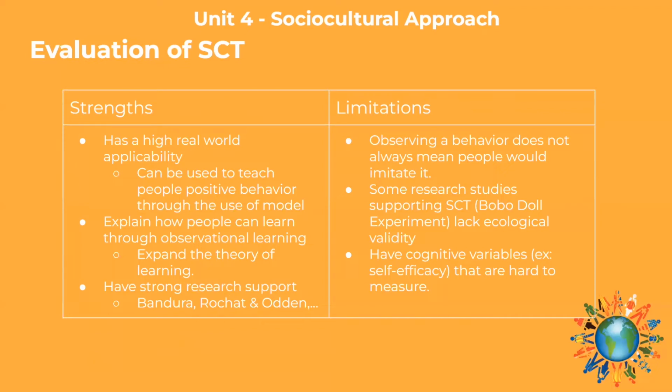Another strength is that it explains how people can learn through indirect learning. This expands the theory of learning, because before Bandura introduced observational learning, which is indirect learning, we only knew that we learn through classical conditioning and operant conditioning, such as reward and punishment. However, now that he brings in the social cognitive theory, we know that we can also learn indirectly.